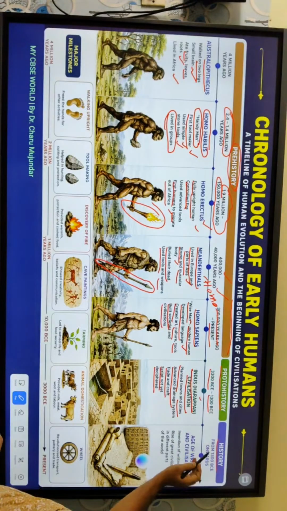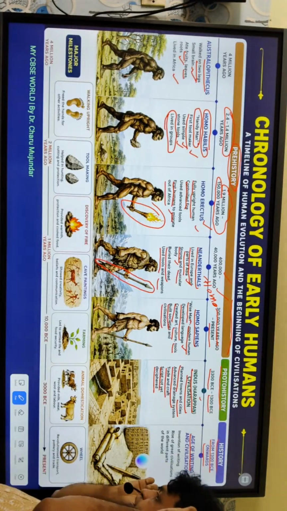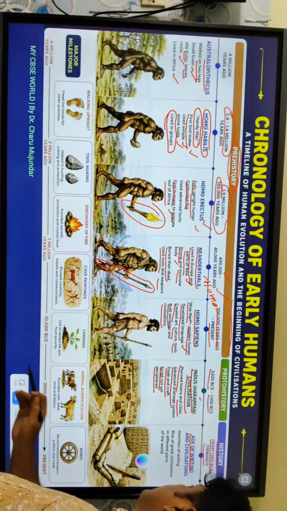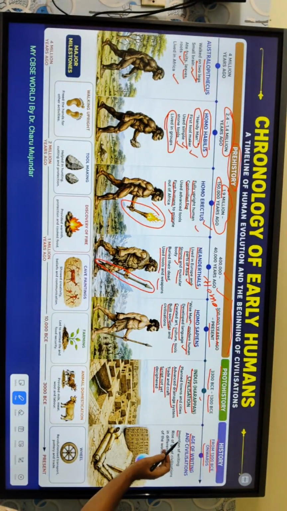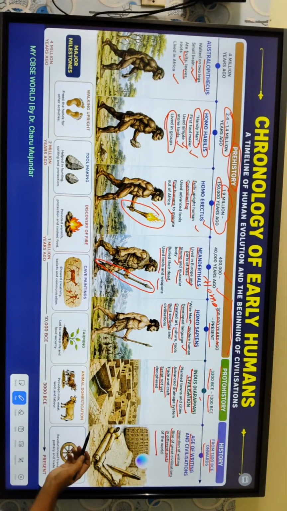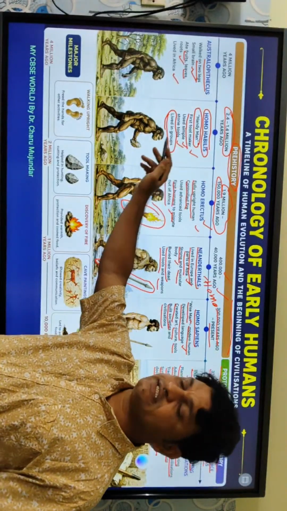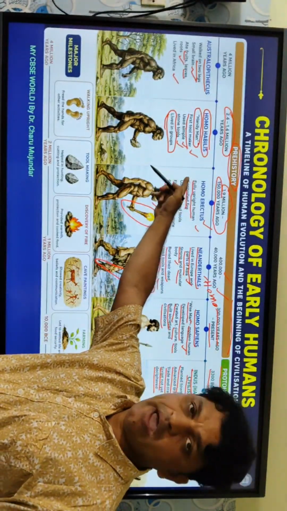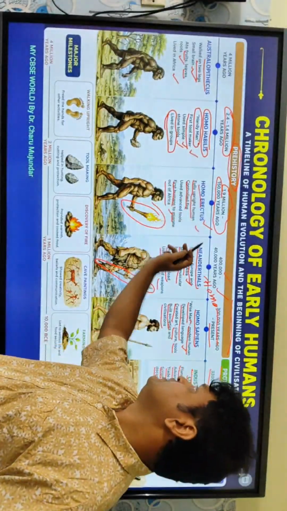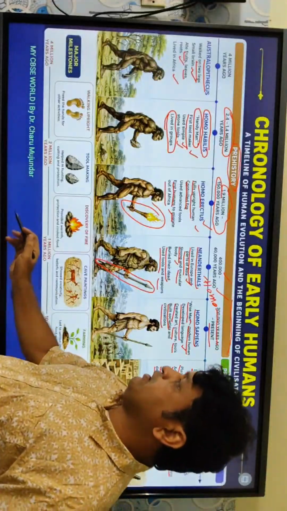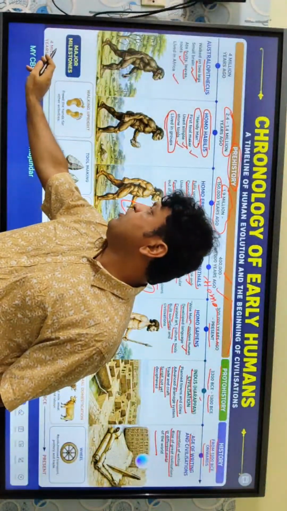Coming to history, from 1300 BC onwards the age of writing started, with the invention of writing and the rise of great civilizations in different parts of the world. These are the things you have to know. First our ancestor Australopithecus, then Homo habilis, Homo erectus, Homo neanderthal and Homo sapiens.